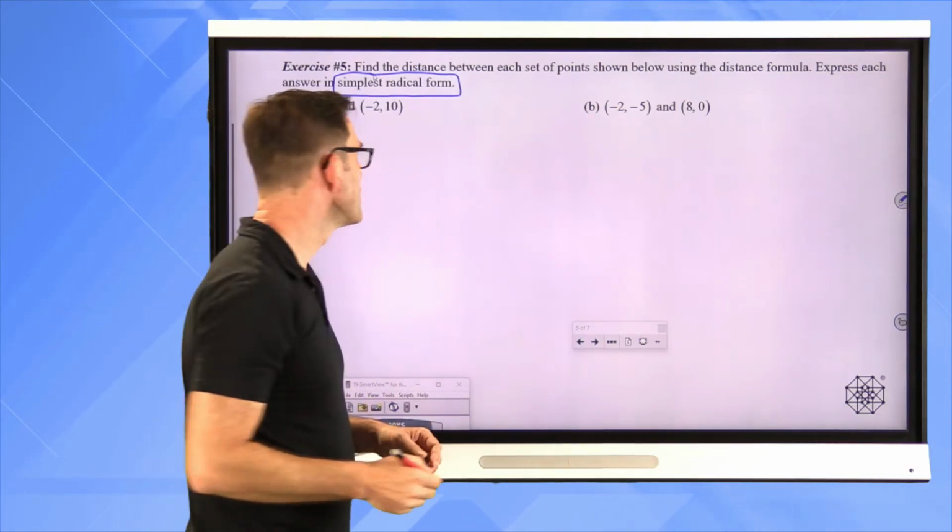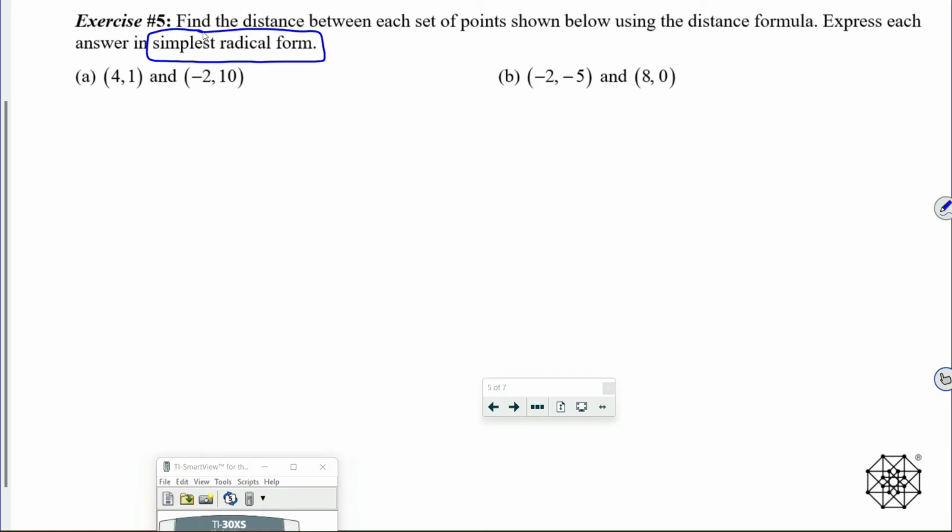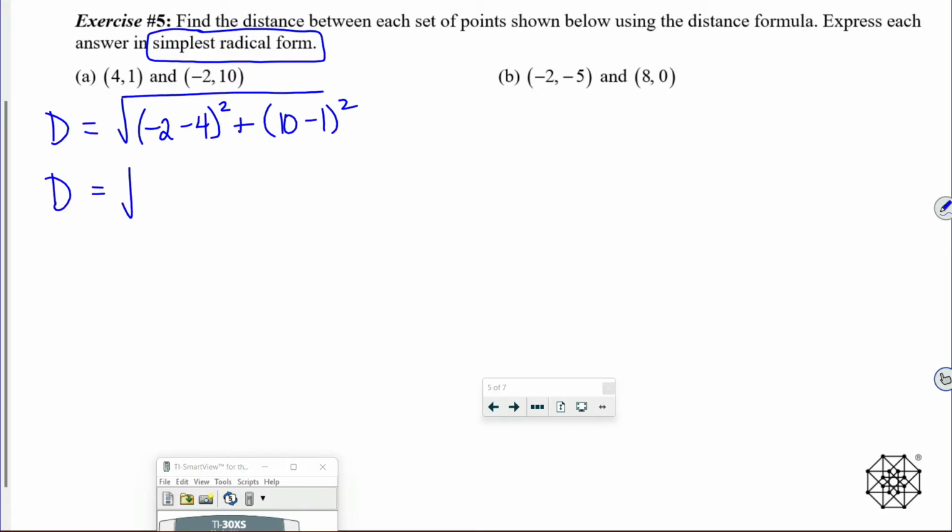Here we go. So I'm finding the distance between the points (4, 1) and (-2, 10). I'll do the square root of negative 2 minus 4, so x2 minus x1 squared, plus y2 minus y1 squared. Again, need to be careful. Negative 2 minus 4 is negative 6, right? The distance between them is 6 units. 10 minus 1, that's simple, that's just 9.